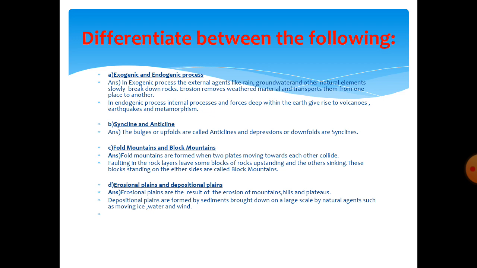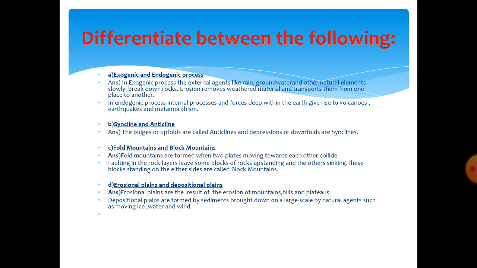So in exogenic processes, the external agents, external meaning that it happens from outside, like rain, groundwater and other natural elements, slowly break down rocks. Erosion removes weathered material and transports it from one place to another. Whereas in endogenic processes, the internal processes and forces deep within the earth give rise to volcanoes, earthquakes and metamorphism.